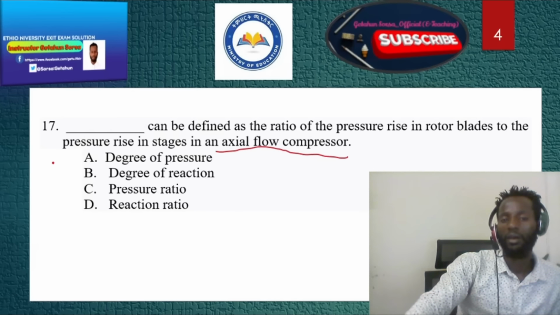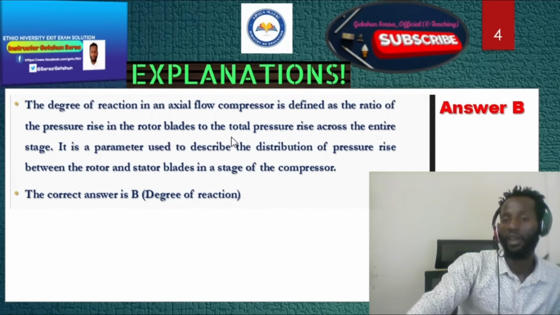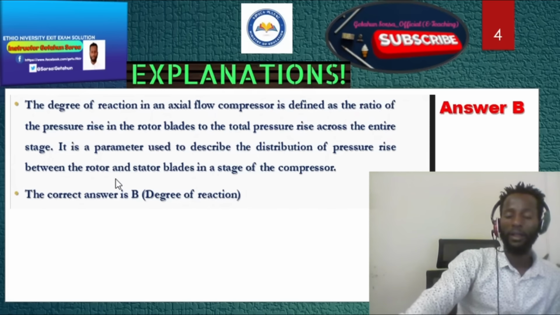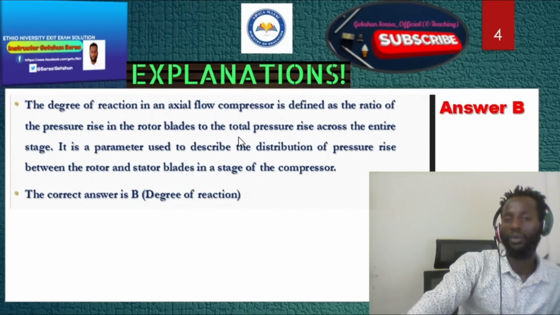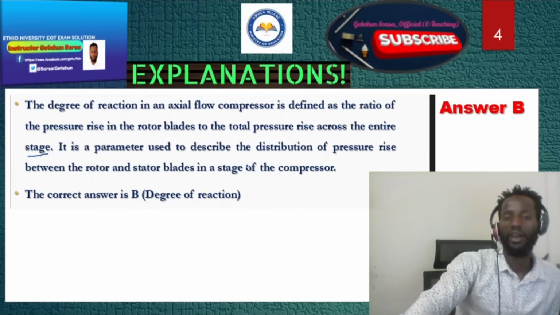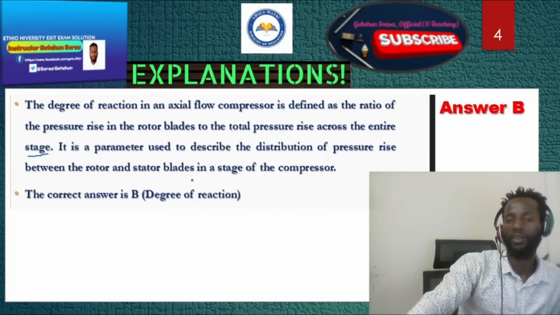To select the correct answer, similarly we have to explain it. Here, the degree of reaction in an axial flow compressor is defined as the ratio of the pressure rise in the rotor blade to the total pressure rise across the entire stage. It is a parameter used to describe the distribution of pressure rise between the rotor and the stator blade in a stage of the compressor.